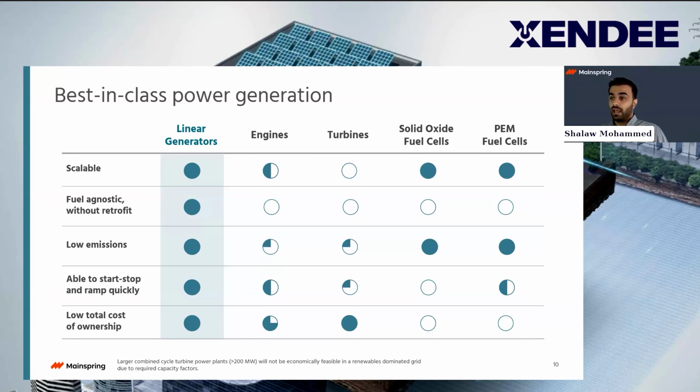Able to start up and ramp quickly. This is due to the fact that the units can get up to speed, start quickly, and accept load. And then last but not least is the low total cost of ownership. There are three aspects that feed into it: the efficiency that we have, the low maintenance cost and high reliability, and also the CapEx. So all of these three combined actually give us the best total cost of ownership in the industry altogether.